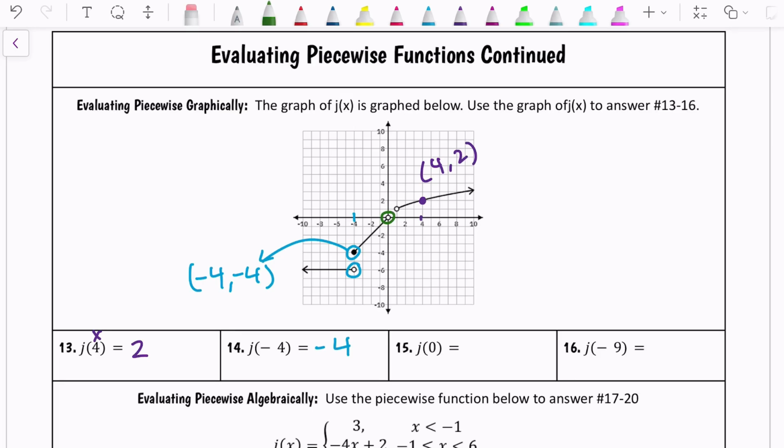j of 0, I have an open circle only at 0. There's no part of the graph that's included there. There's no closed dot. There's no middle of a graph. It's just the open circle. So we say undefined. If you only have an open circle or nothing at all, then that would be undefined. At -9, I'm down here. This point is (-9, -6), and so my answer is -6.